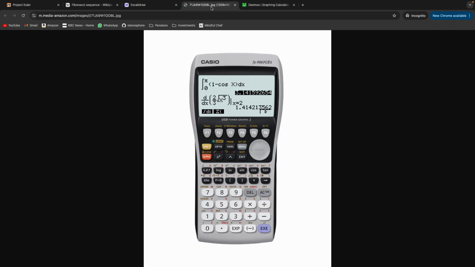Before Desmos, just because I mentioned A-level stuff before, I used to use this calculator to do this sort of thing. It's a great little graphing calculator. I've still got it actually somewhere.